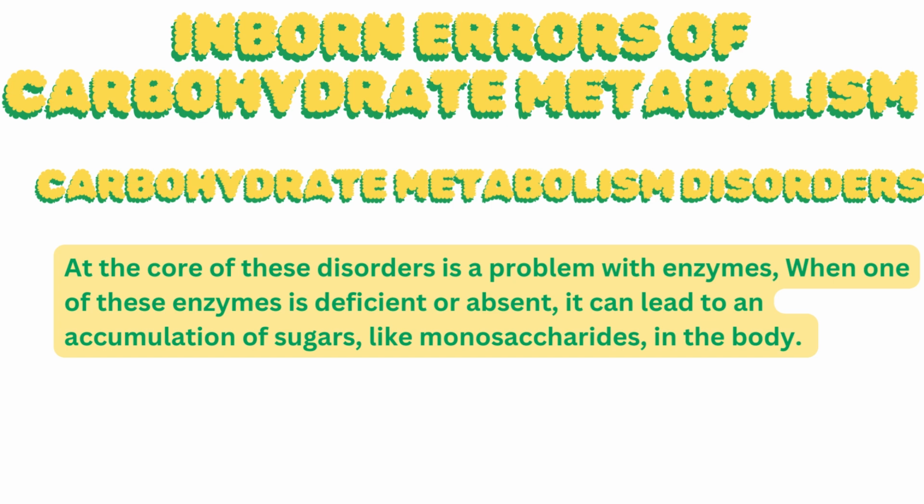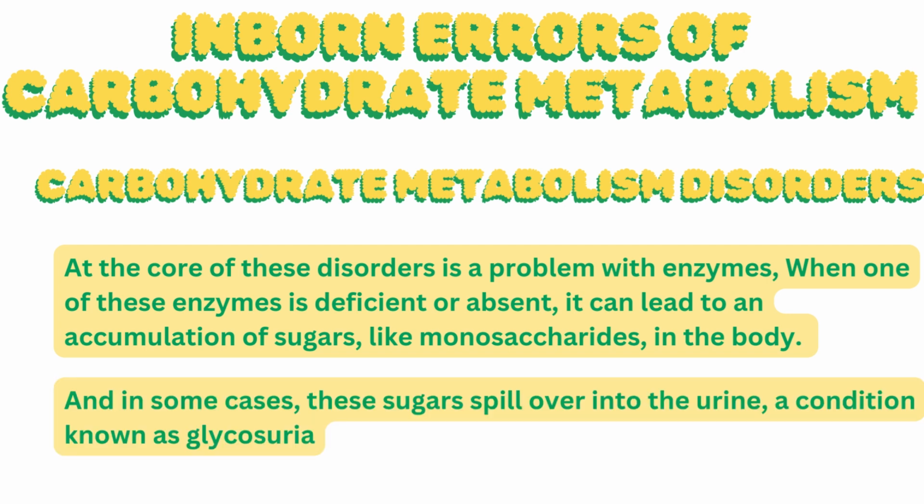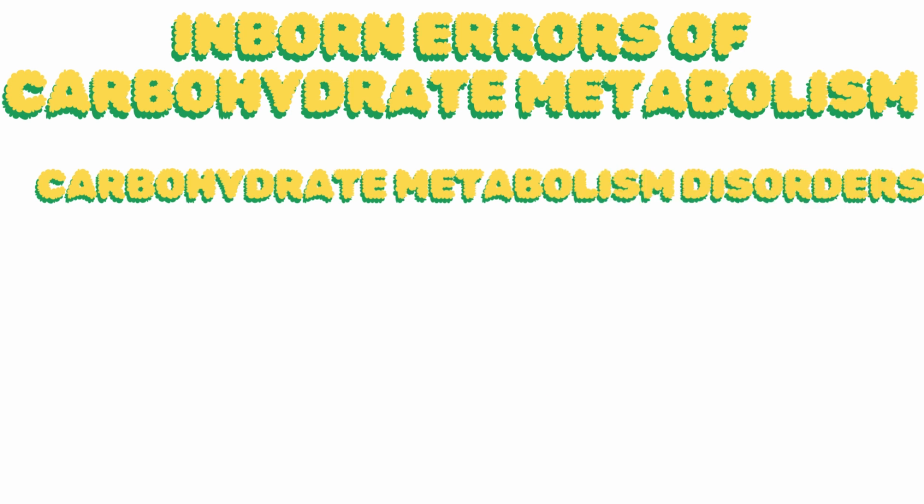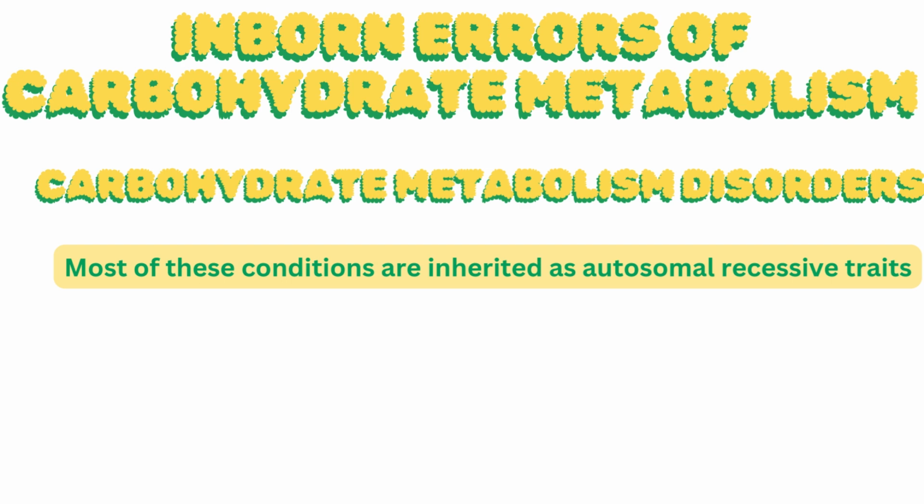At the core of these disorders is a problem with enzymes, the proteins that help our bodies process carbohydrates. When one of these enzymes is deficient or absent, it can lead to an accumulation of sugars, like monosaccharides, in the body. And in some cases, these sugars spill over into the urine, a condition known as glycosuria. Most of these conditions are inherited as autosomal recessive traits, meaning that both parents must pass on the faulty gene for a child to be affected.